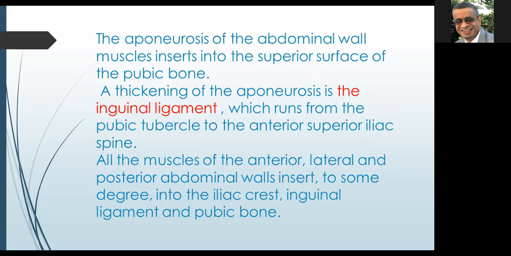The aponeurosis of the abdominal wall muscles inserts into the superior surface of the pubic bone. A thickening of the aponeurosis is the inguinal ligament, which runs from the pubic tubercle to the anterior superior iliac spine. All the muscles of the anterior, lateral, and posterior abdominal walls insert to the same degree into the iliac crest, inguinal ligament, and pubic bone.